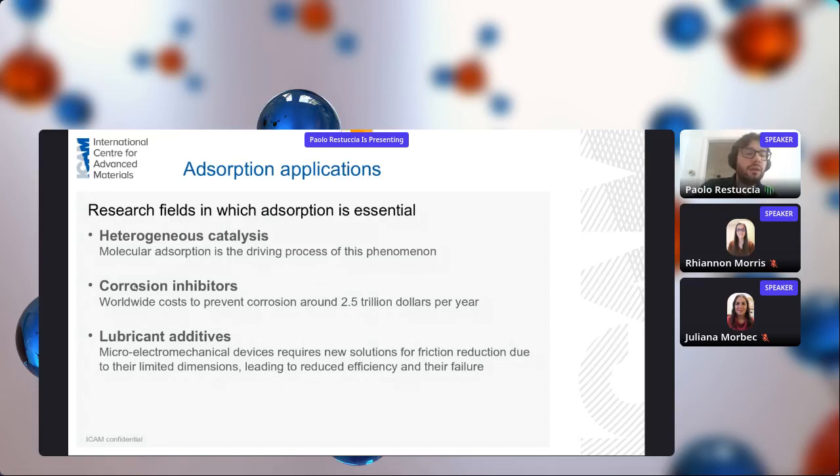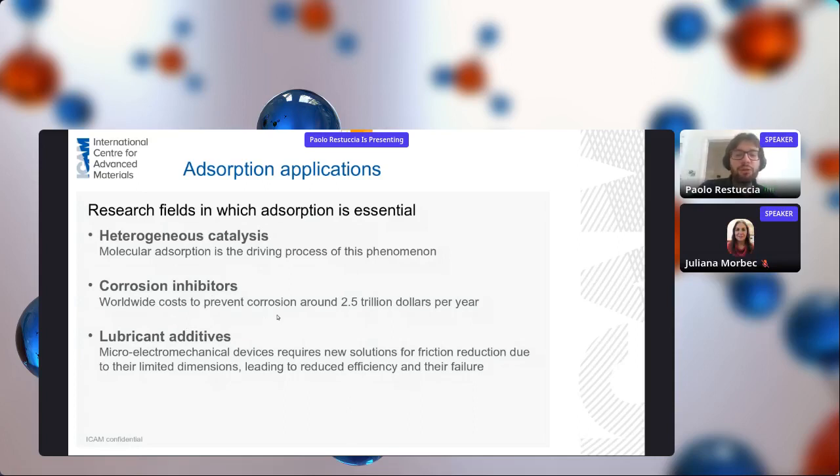Then the study of corrosion inhibitors. You have to know that the worldwide cost to prevent corrosion is around $2.5 trillion per year. So the study of corrosion inhibitors that can inhibit and prevent the destructive corrosion of, for example, iron pipelines, is very important to both mitigate this huge cost and also to mitigate environmental costs.